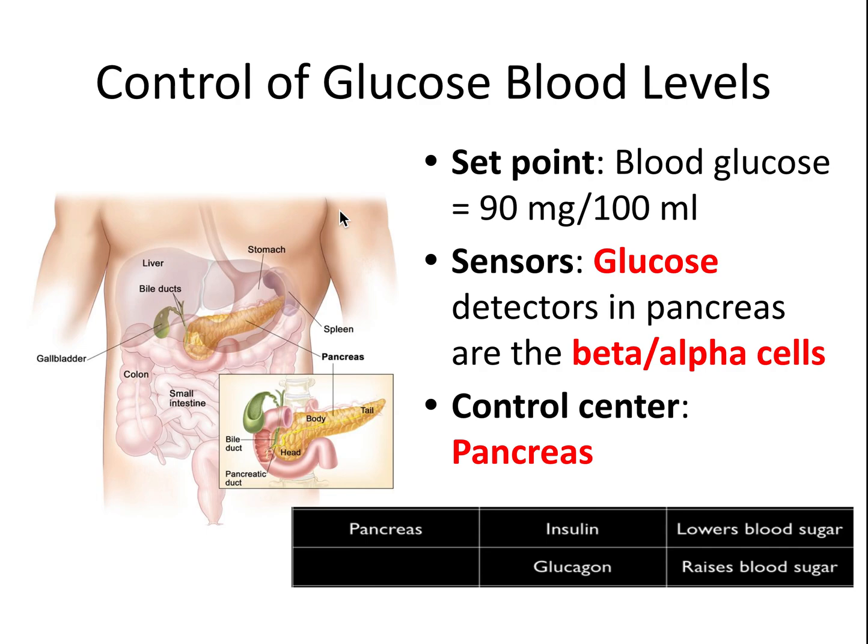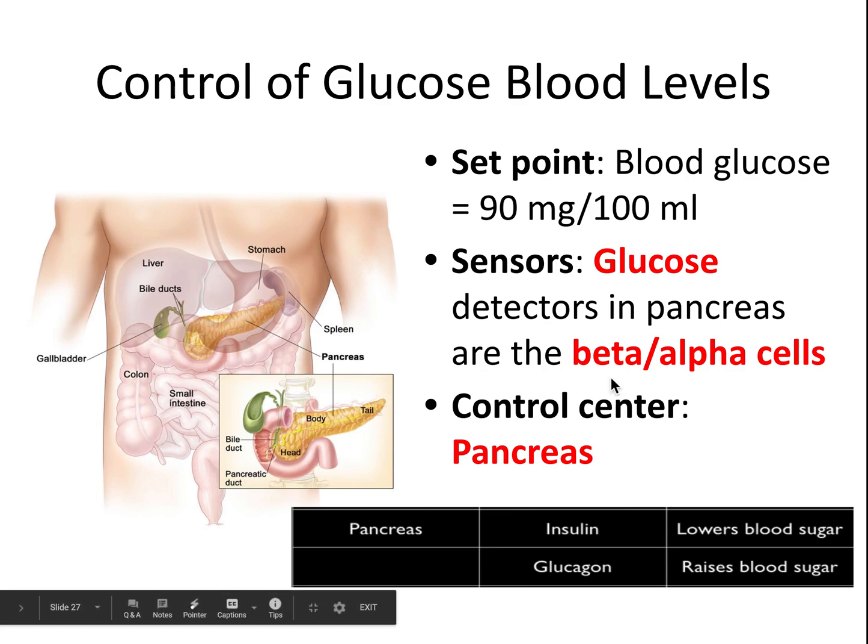Another type of negative feedback loop, or homeostasis, that occurs in our body is control of blood glucose levels. Our set blood glucose level is 90 milligrams per 100 milliliters. That's what our body is looking for. So when the pancreas senses that glucose levels are too high or too low, it's going to create a certain effect. Beta and alpha cells in the pancreas release hormones: beta cells release insulin, and alpha cells release glucagon.